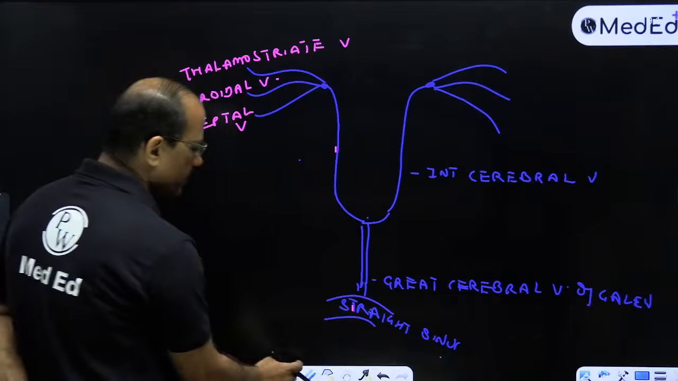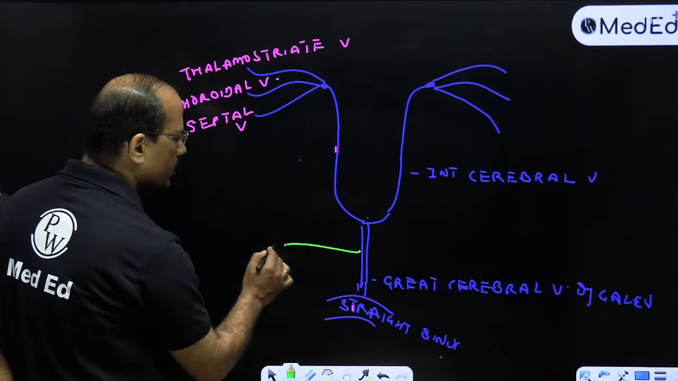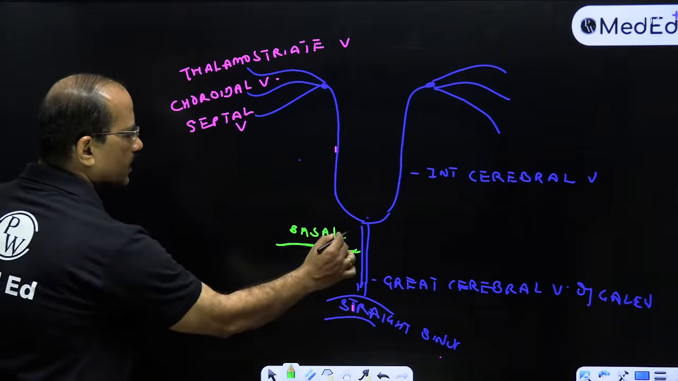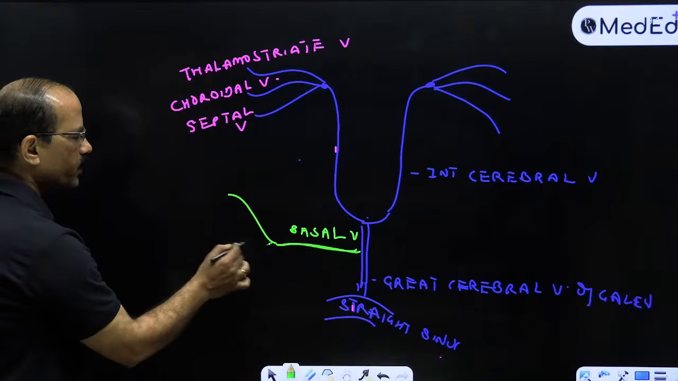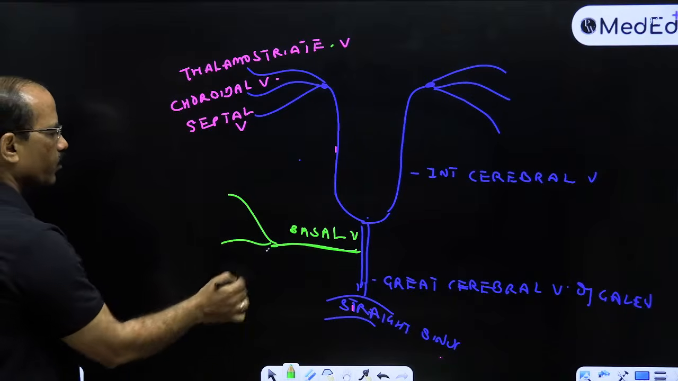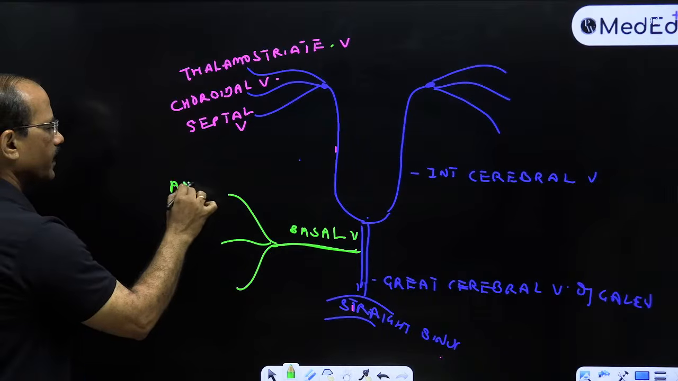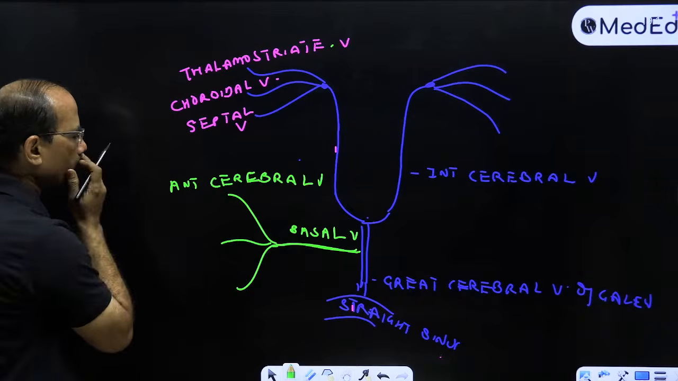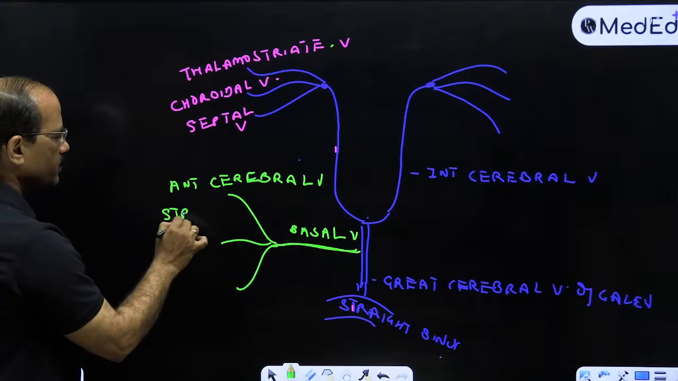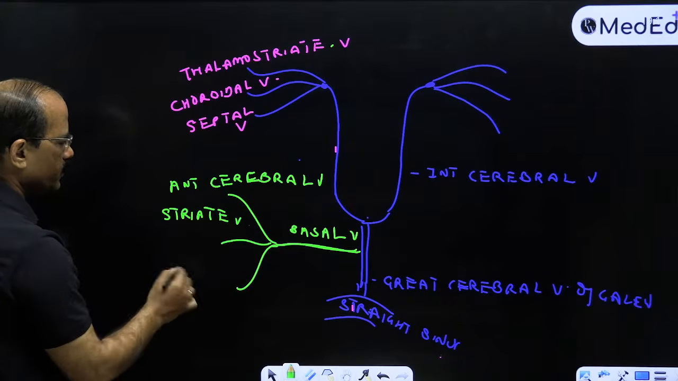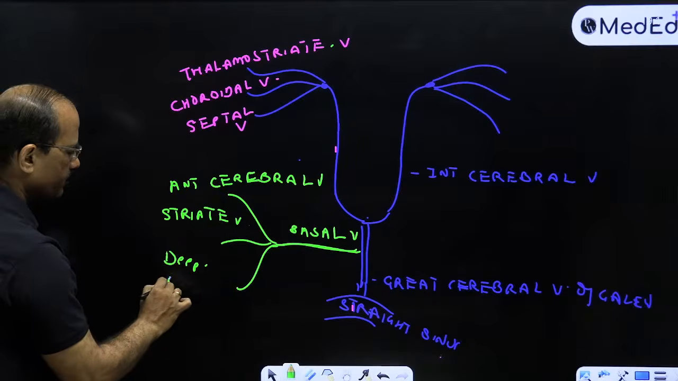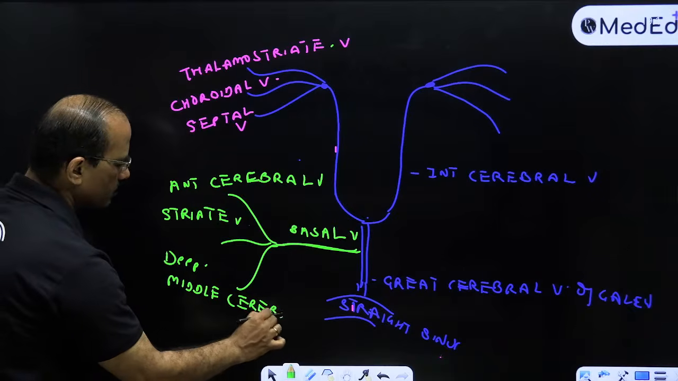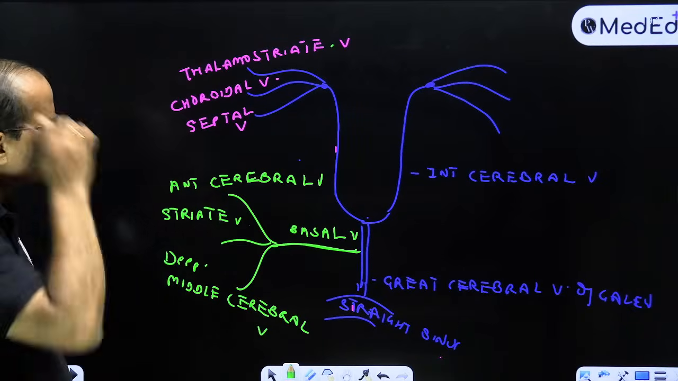Now this great cerebral vein of Galen is joined by the basal vein. And this basal vein is formed by the joining of three veins: one is the anterior cerebral vein, second is the striate veins, and third is the deep middle cerebral vein.